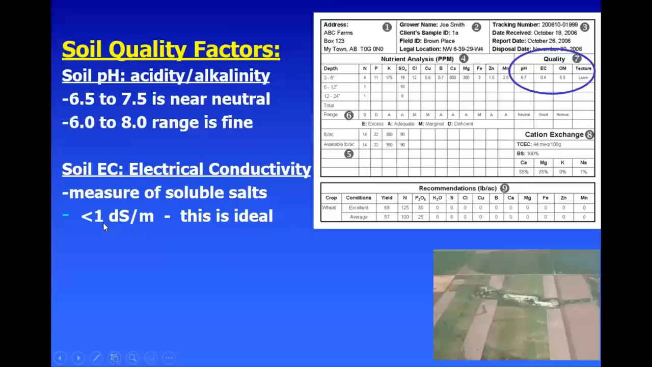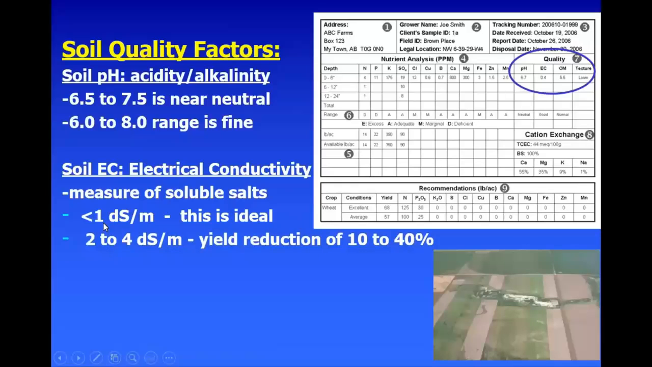As long as you're less than 1, that's perfect for topsoil, meaning a 0 to 6 inch depth. If you're between 1 and 2, I get a little bit concerned, but I'm not going to get too concerned. But it certainly catches my attention. Once you're between 2 and 4 decisiemens per meter, then you can start looking at yield reductions of 10 to 40%, depending on how sensitive the crop is. Once you get up to 6 to 8, then it really becomes a huge issue. A lot of crops really will yield very poorly when you're at an EC of 8.